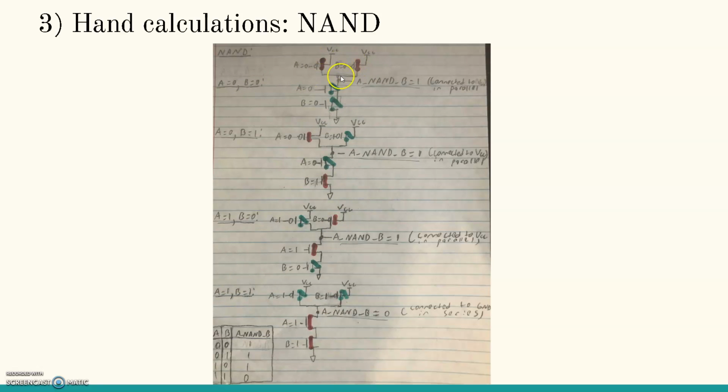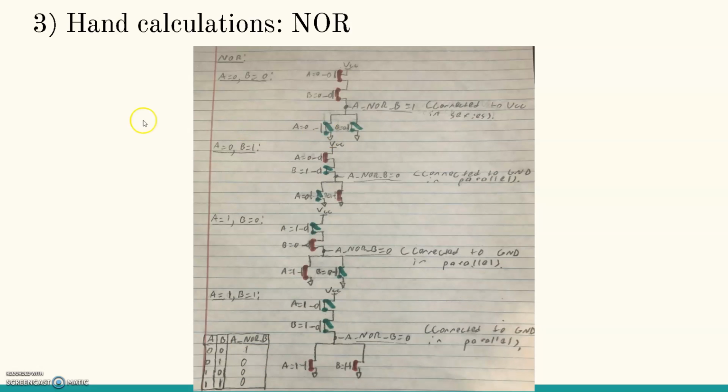So in parallel here, just one of the PMOS has to be closed for it to get VCC. And both NMOS have to be closed because they're in series to get 0. And so they produce this truth table where 0, 0 produces 1, 0, 1 produces 1, 1, 0 produces 1, and 1, 1 produces 0. And if you NOT that, that becomes 0, 0, 0, 1, which is the truth table for AND.